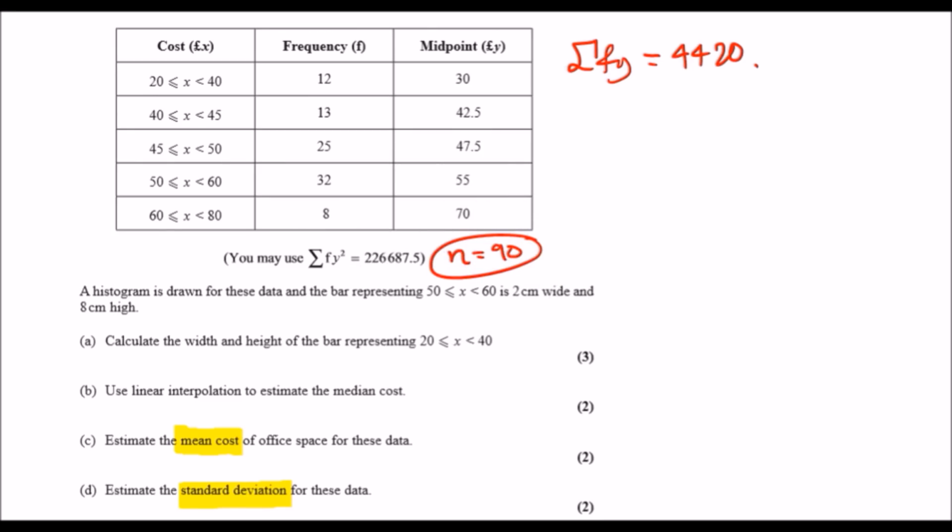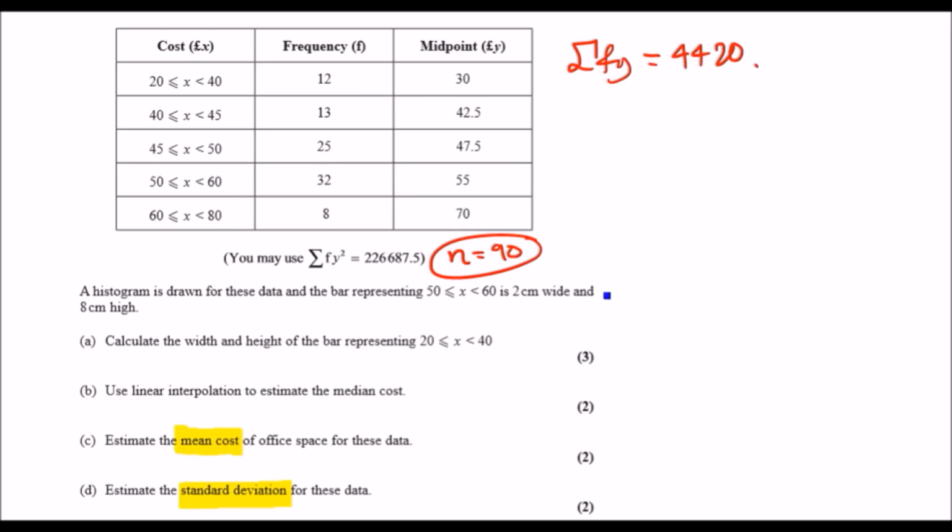Okay, here we go. Part C and D. Now here we need to estimate the mean and the standard deviation for this data. I've already gone ahead and put the n is 90 as usual, and now I've added the sum of fi. The way this is calculated is that we first need to multiply the frequency with the midpoint y, so f times y, and then just add them all up. So multiply all of these and then add them up all together. You should get this result.